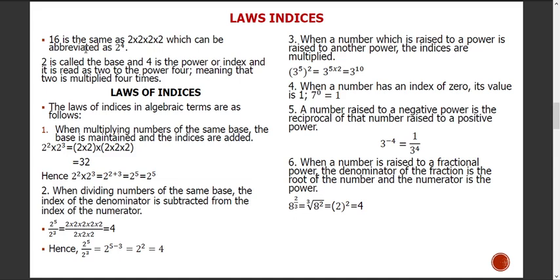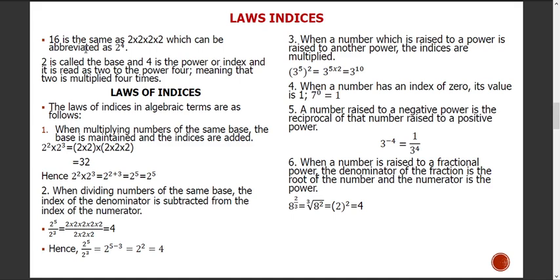We can also prove this by first expanding manually to see whether we get the same answer. Then the third law states that when an index is raised to another power, we maintain the base and then multiply the indices. So for example, if we have 3 to power 5, but again it is raised to power 2, we maintain our 3 and then multiply 5 by 2, giving us 3 to power 10.